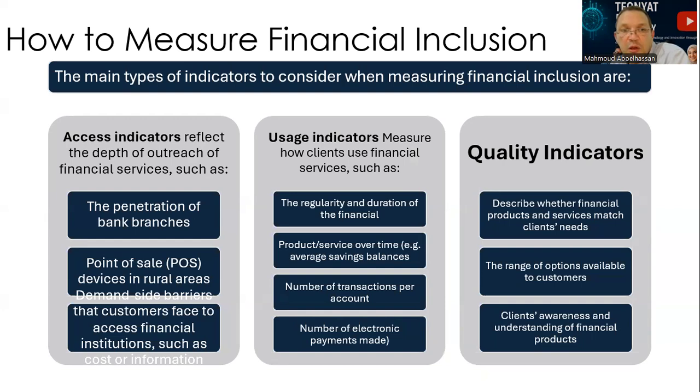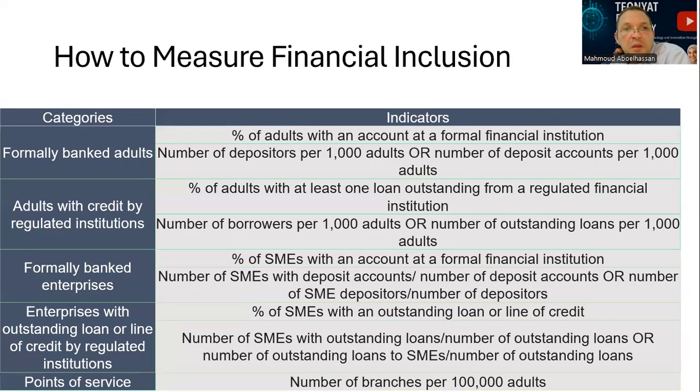They also have some KPIs such as usage indicators, regularity and duration of financial services and product usage over time, such as average saving balances, number of transactions, number of electronic payments. We have also quality indicators, the range of options available to customers, client awareness. We have some categories such as formally banked adults. We have some indicators such as the percentage of adults with an account, number of depositors, percentage of adults with at least one loan outstanding.